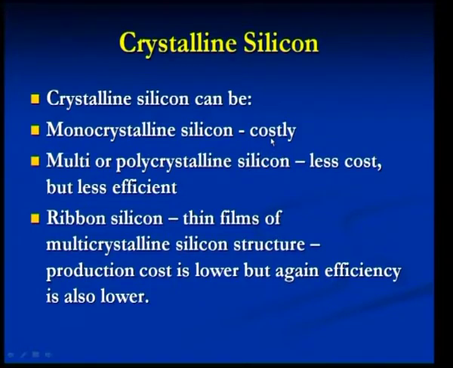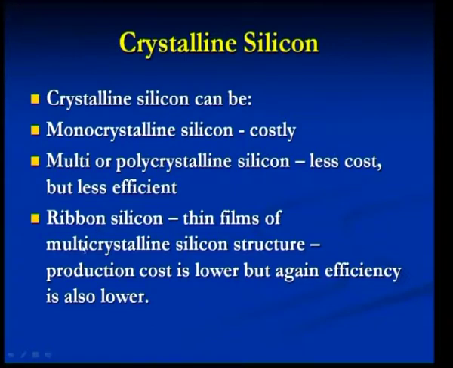Now, how about crystalline silicon when it is going to be used as a material for making your photovoltaic cell? Crystalline silicon is available in various forms. It is available as monocrystalline silicon. This is very costly, but it is very efficient. It is also available as multi or polycrystalline silicon. This is of course less in cost, but the efficiency is also less.